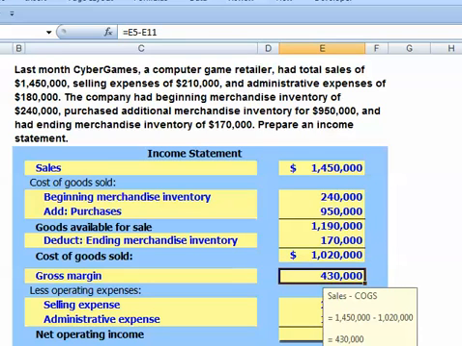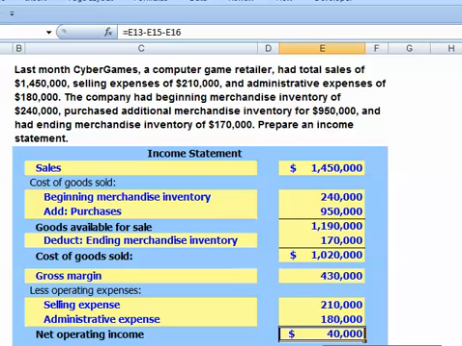Our gross margin or gross profit, recall, then is simply sales of $1,450,000 minus our cost of goods sold of $1,020,000. Our net operating income then is our gross margin of $430,000 minus our selling and administrative expenses. Our net operating income is $40,000.